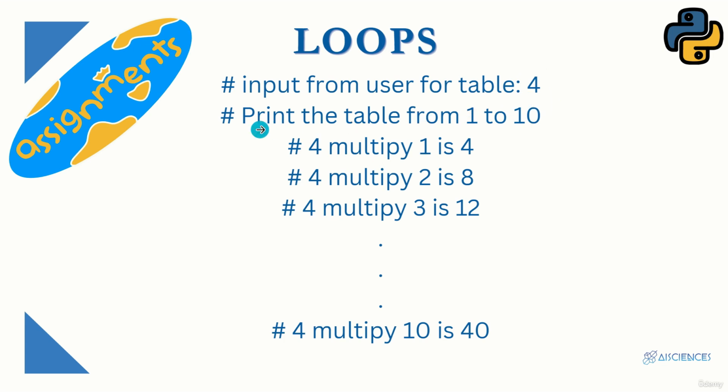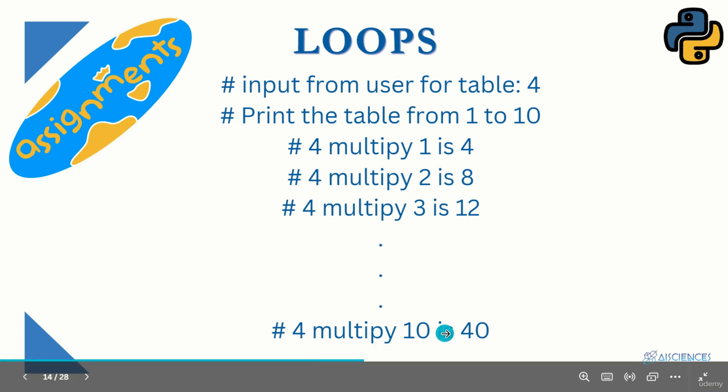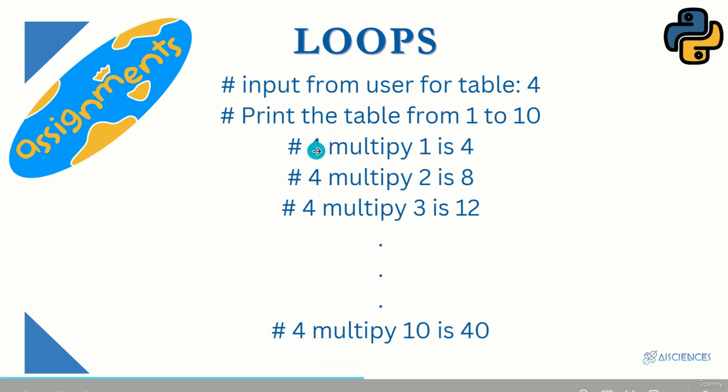Now what do we want? We want to print a table from 1 to 10, which means first of all, it should say 4 multiplied by 1 is 4, then 4 multiplied 2 is 8, up till 4 multiplied 10 is 40. Now let's dissect it and let's see how it actually plays out.